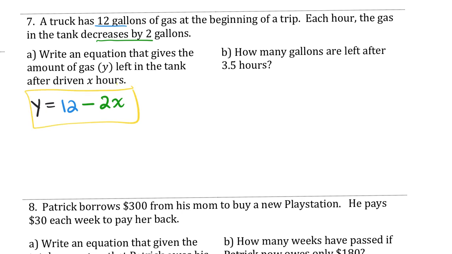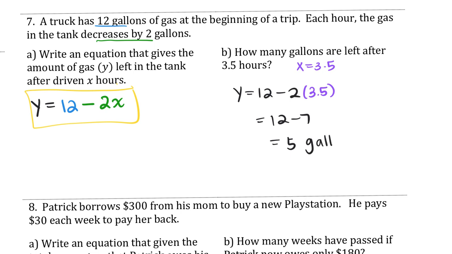Okay, how many gallons are left after 3.5 hours? Well, y is the gas, so x must be the hours. So let's plug that into our equation. y equals 12 minus 2 times 3.5. 12 minus 7 is 5. What's the question? How many gallons? There are 5 gallons left in his tank after 3.5 hours.